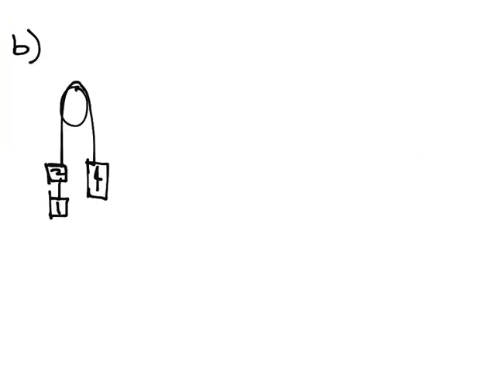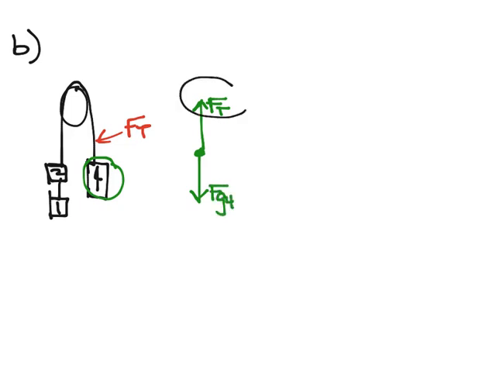Next, in part B, we want to know the tension in the string supporting the 4 kilogram block. Because tension Ft is an internal force, we have to draw the force body diagram on the individual object, so on the 4 kilogram block only. So we draw that force body diagram. We have Ft pulling up, and we have Fg4 going down, and we're solving for this Ft right here.